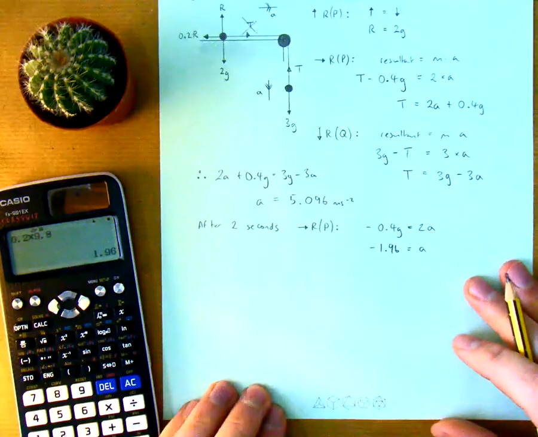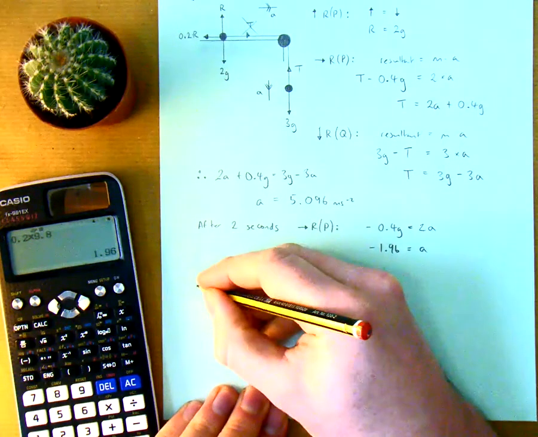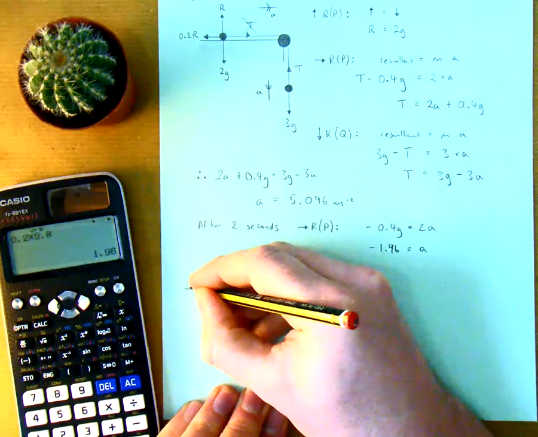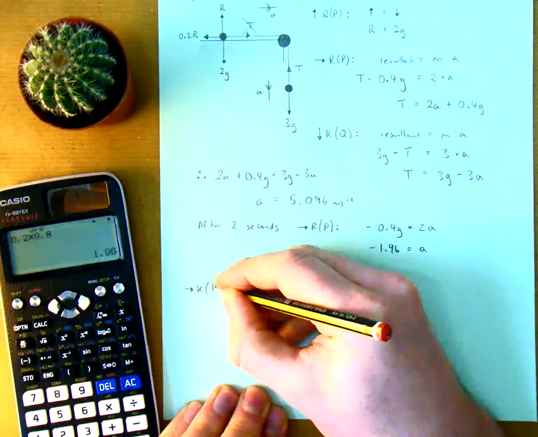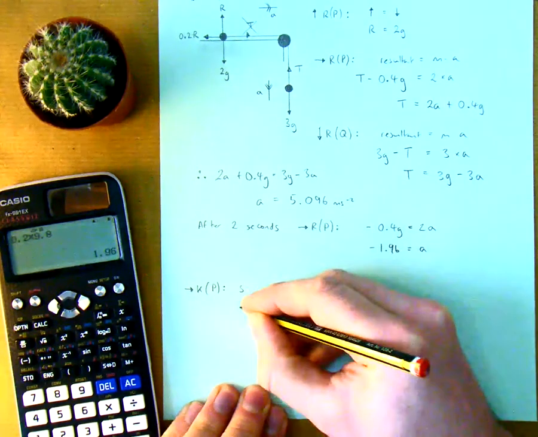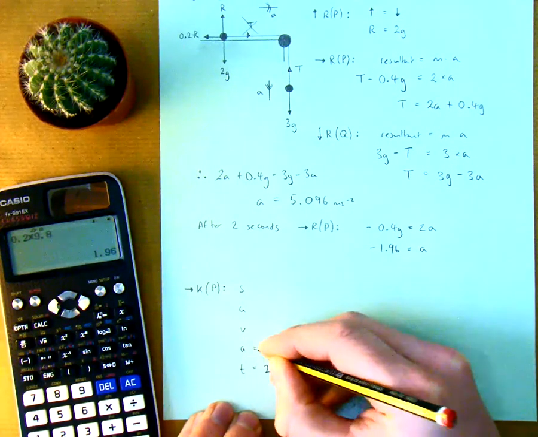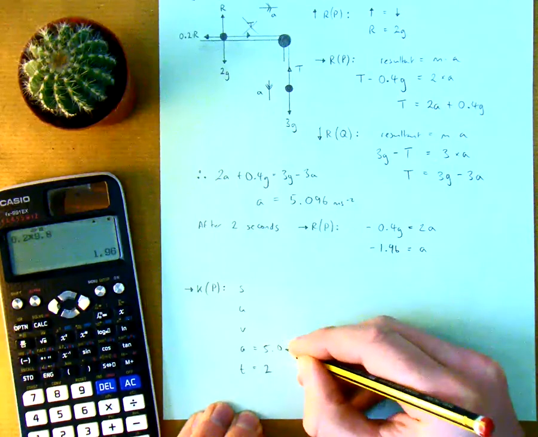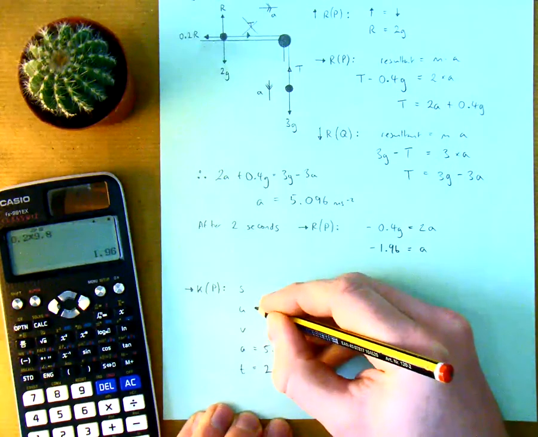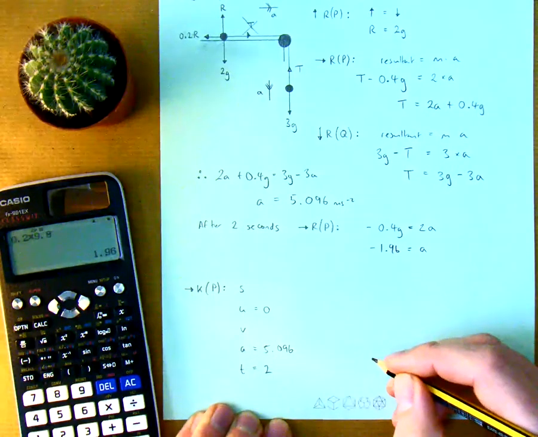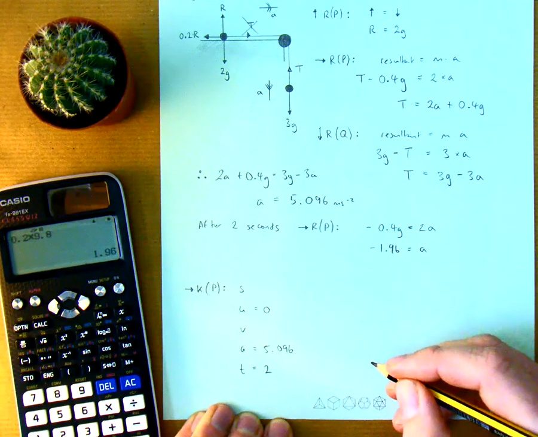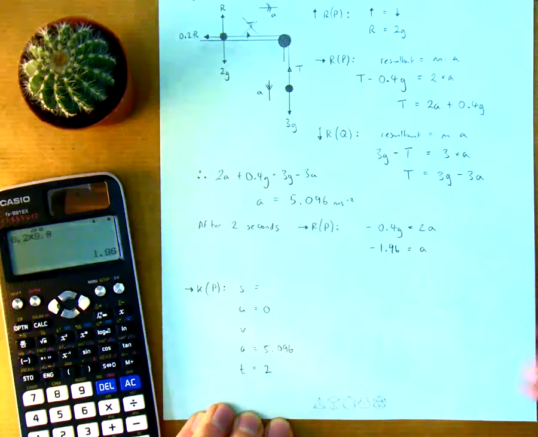Okay, so we are now doing kinematics of particle P, and I'll do S, U, V, A, T. For the first 2 seconds I've got an acceleration of 5.096. We know it starts from rest. We don't know how far it travels, but we can work that out.